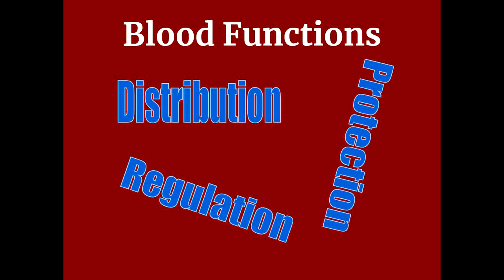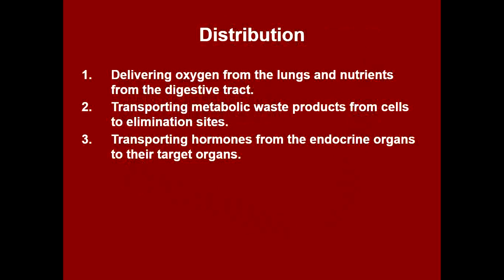Blood helps with 3 things: distribution, regulation, and protection. Distribution, the way that it helps is blood is responsible for delivering oxygen from your lungs and nutrients from the digestive tract to the rest of the body. It also picks up the waste products from the cells and takes those to where they need to go so those wastes can be eliminated from the body.